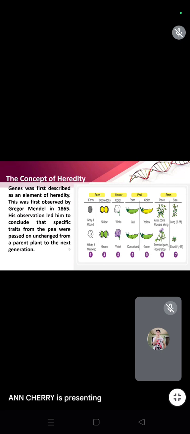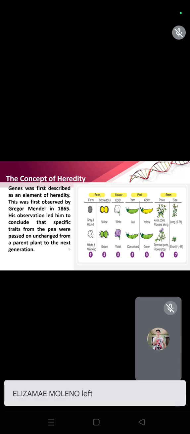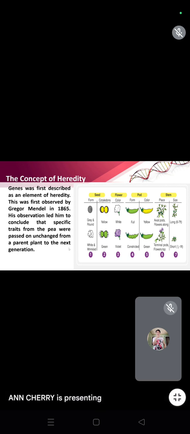So until such time that he did some experiments by crossing. Naghimo siya og hybrid, by crossing the different traits, or pareho nga traits but of different allele. Pareho nga trait but of different allele. For example, form sa seed, we have this form. So, pareho sila og trait but different allele. The allele is gray or white color, round and wrinkled, and that is the form.